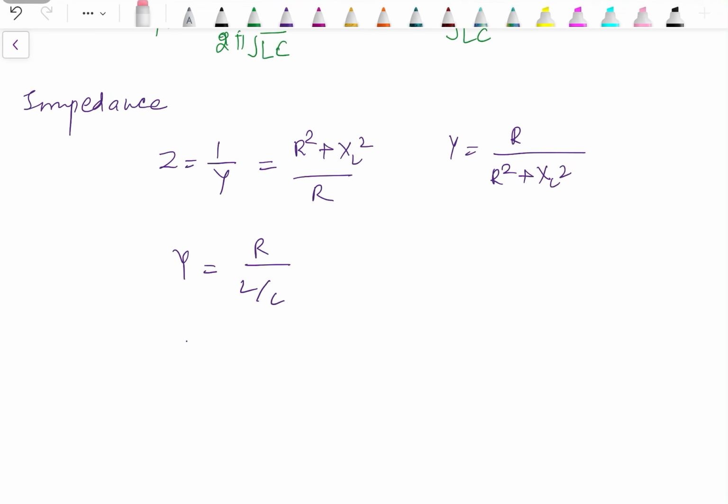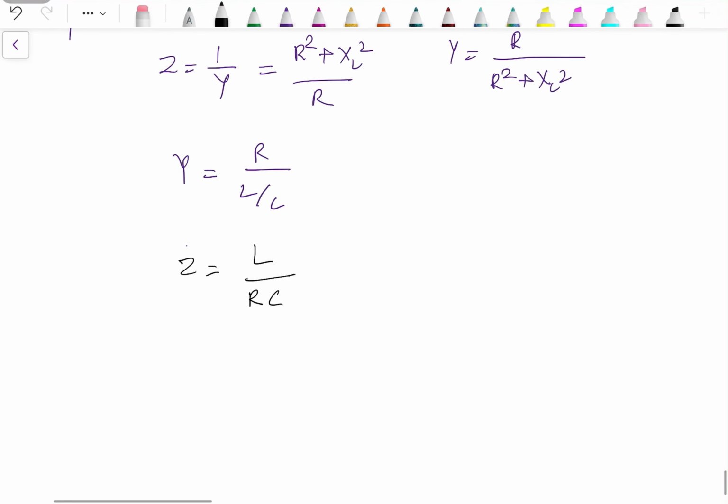So Z becomes L by RC. This L by RC will not have the units of impedance, but it represents the impedance. That's why it is known as dynamic impedance, the dynamic impedance of the parallel circuit.